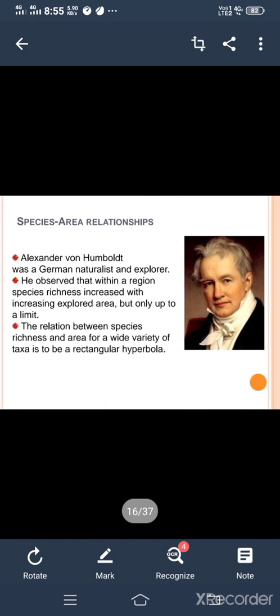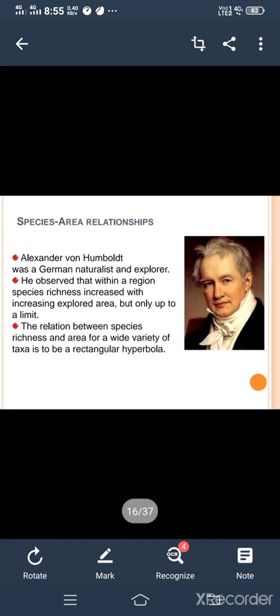Species area relationship. The second reason is the species area relationship. This is an important question. Every year they will be asking about this question compulsorily. Almost 7 to 8 years they have been asking this question for 3 marks. Even last year it was asked.